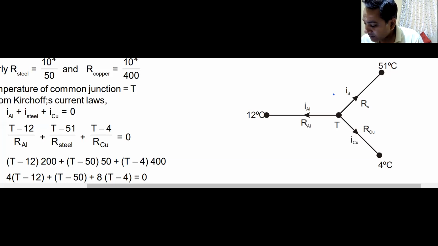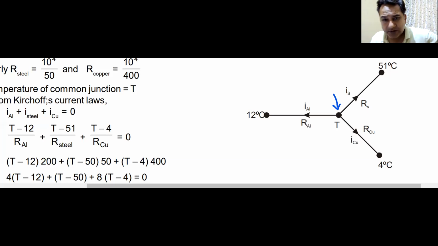So, as you can see, this is my common junction. Do you understand this common junction? Which has a temperature T. Do we understand this? Can you see me? Yes or no? Yes, sir.